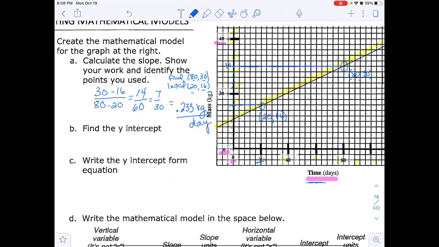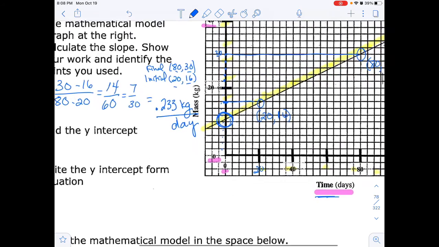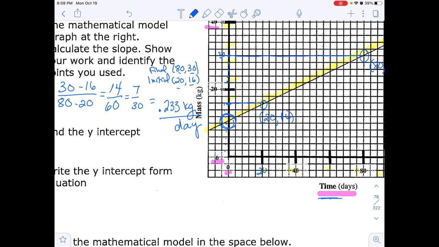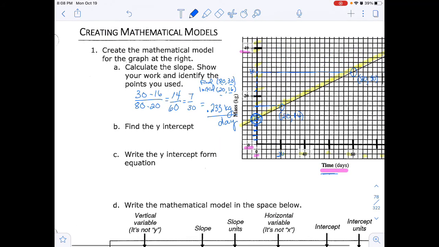Find the y-intercept. So let me kind of highlight that for you here. The y-intercept is right here. So at 0 days, what was it in kilograms? 2, 4, 6, 8, 10, 12. It looks like 11 to me. 11 kilograms.